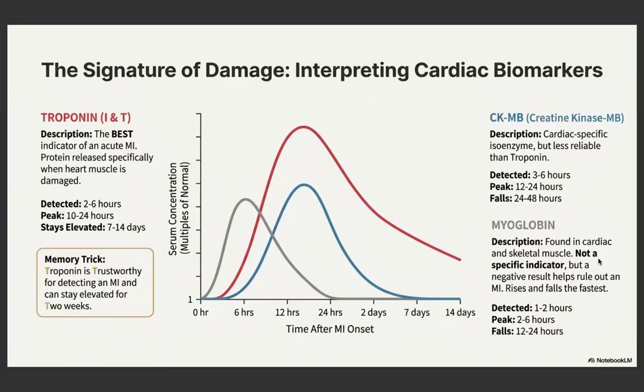It's found in your cardiac and your skeletal muscles. Again, not a specific indicator, but a negative result can actually help rule out an MI. It's also going to have the highest and lowest, or the fastest rise and fall. But again, when we have an MI, we want to have a more negative result of this.